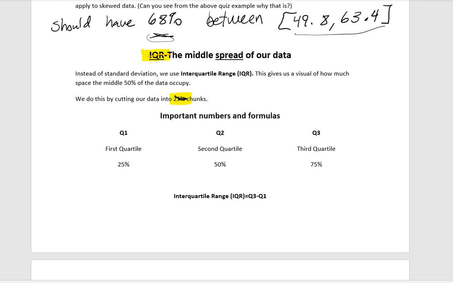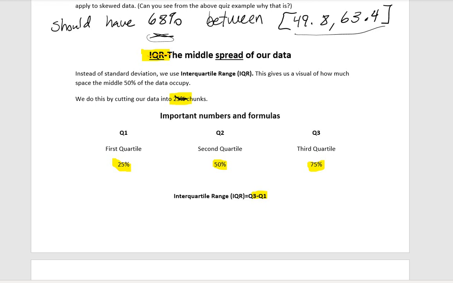So when we cut these into 25% chunks, what we're going to do is list them from least to greatest, and then cut it up into fourths. So we're going to have the first 25%, the first 50%, and then the first 75%. The interquartile range is going to be the difference between the top 75 and the bottom 25.